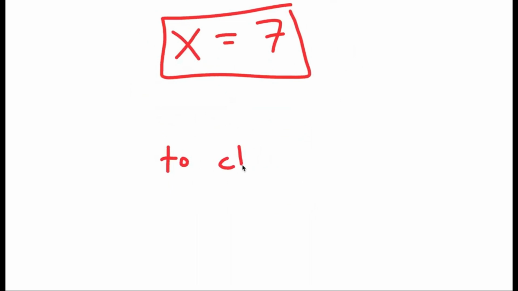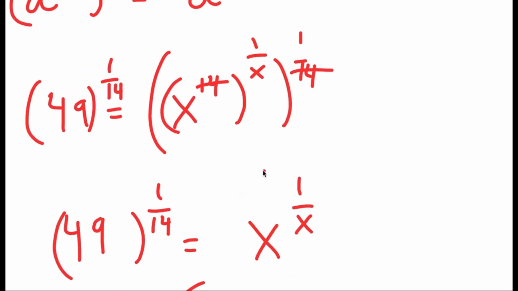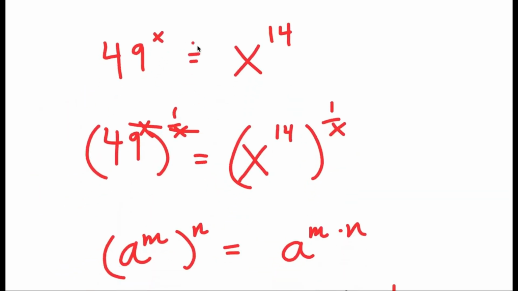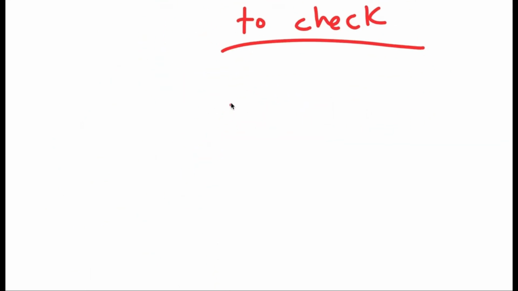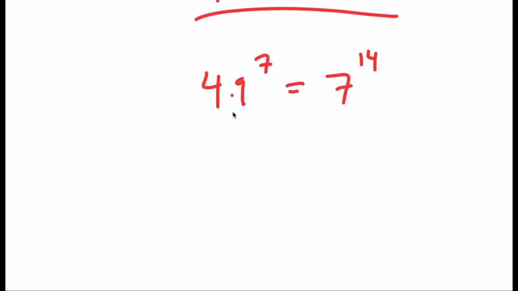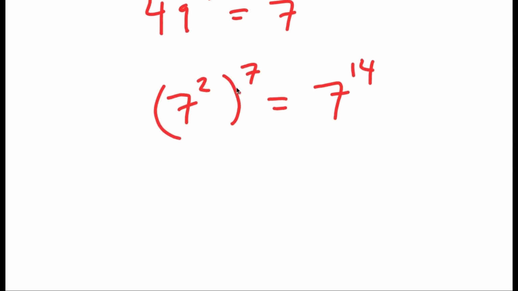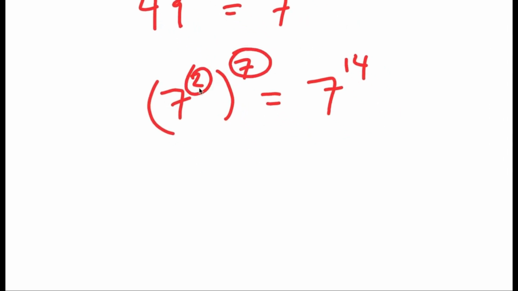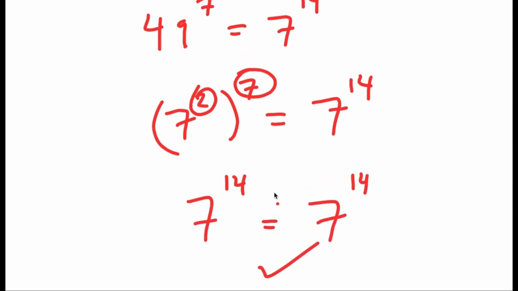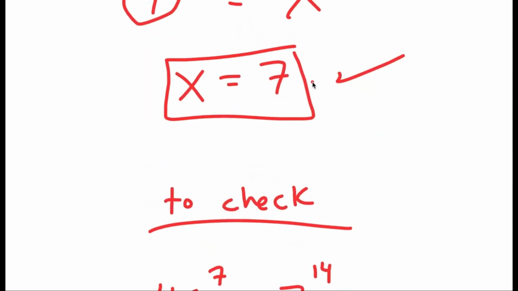And to check, I have 49 to the power of x is equal to x to the power of 14. So I have 49 to the power of 7 is equal to 7 to the power of 14. 49 is 7 squared, so I get 7 squared to the power of 7 is equal to 7 to the power of 14. And remember, these two multiply, and 2 times 7 is 14. So I get 7 to the power of 14 is equal to 7 to the power of 14. And because this is right, I know my solution is right.